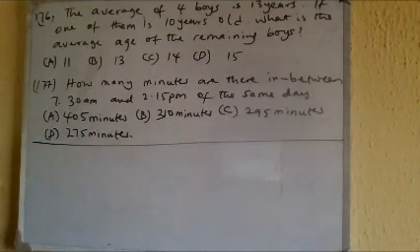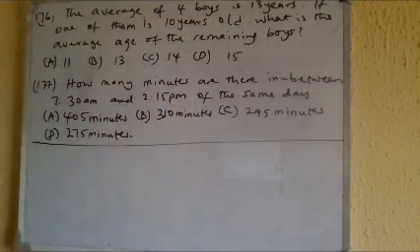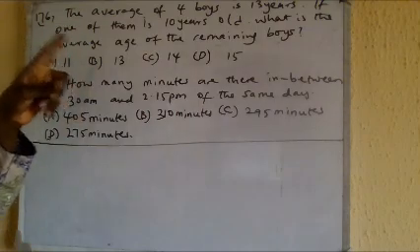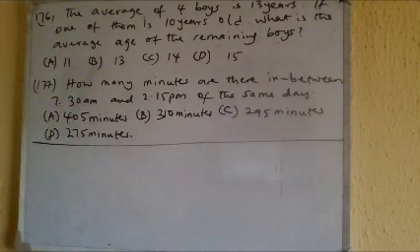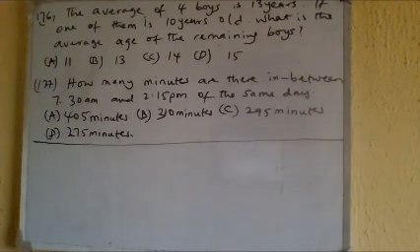Okay, so I have number 176 on the board. It says the average age of 4 boys is 13 years. If one of them is 10 years old, what is the average age of the remaining boys? We'll start by writing down the formula for average.